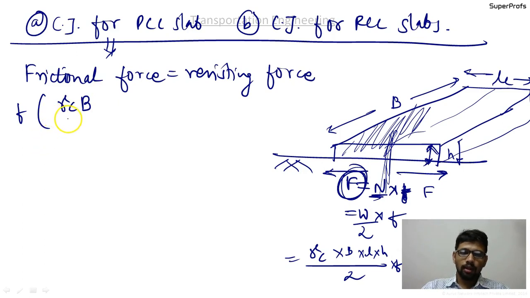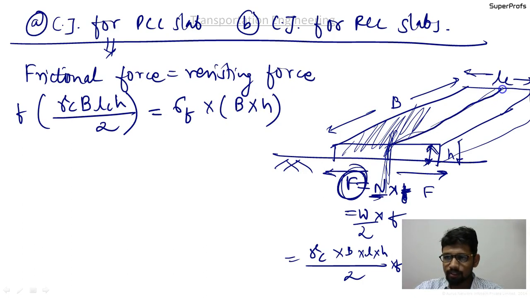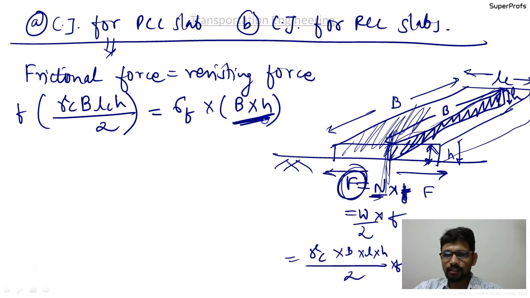So small f gamma suffix c b into lc into h upon 2 will be equal to sigma suffix f into b into h, which will be the resisting force. There will be a section like this in the middle that is going to resist this frictional force. This section has height small h, the depth, and this is b. So b into small h is the cross section of this section.